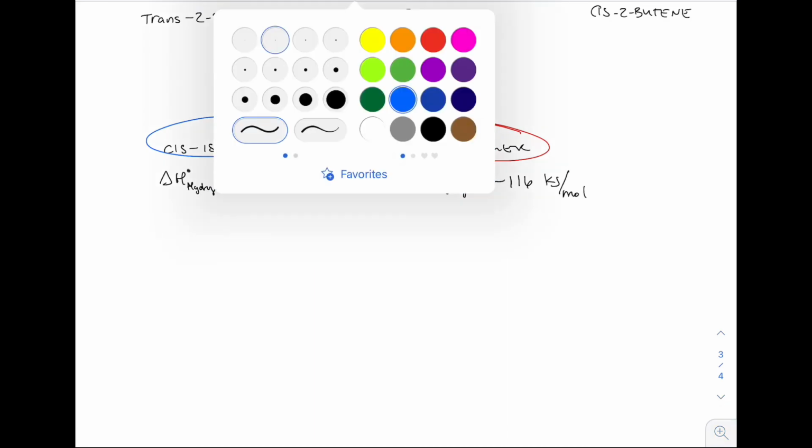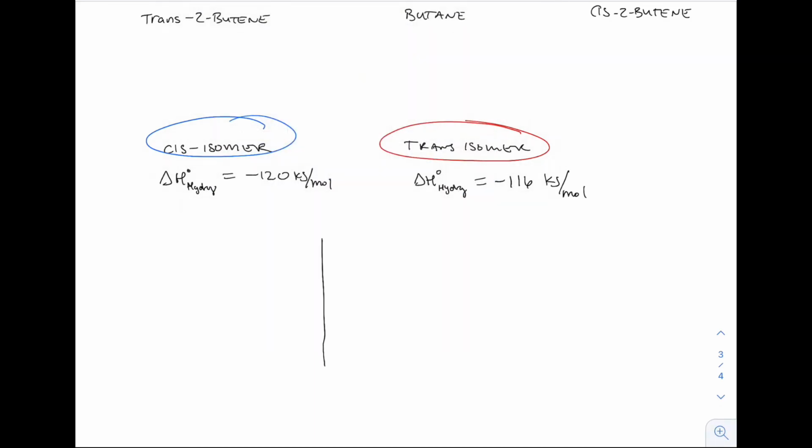So let me show you using a graph. We've got red and blue circled here, okay? The red curve is going to represent the trans isomer. The blue curve is going to represent the cis isomer. So let me draw you my lovely reaction coordinate graph here. Remember that the product in the end is butane, right? So that product is going to be the same.